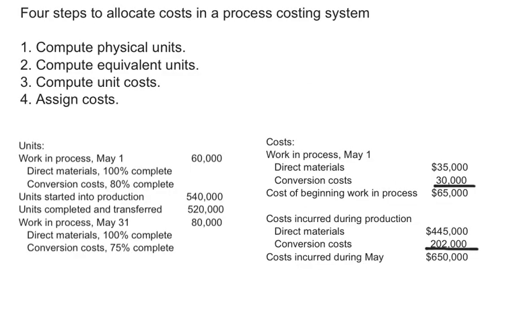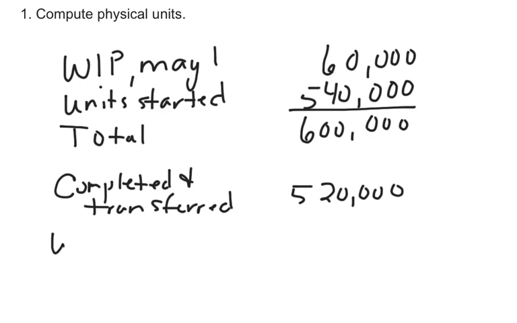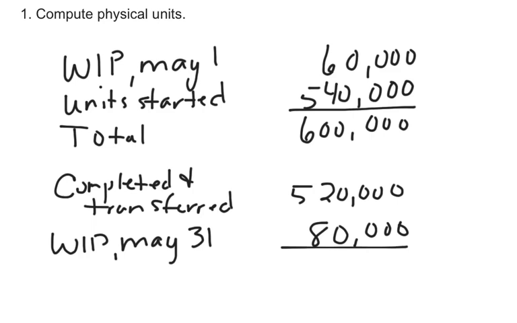Then we had ending work in process, 80,000 units. So work in process on May the 31st, 80,000. So the total here is, ta-da, $600,000. That's good. If it wasn't, we would have had something wrong. Those two should equal. Okay, so we've got our physical units. We know all the units that we should be assigning those costs to.